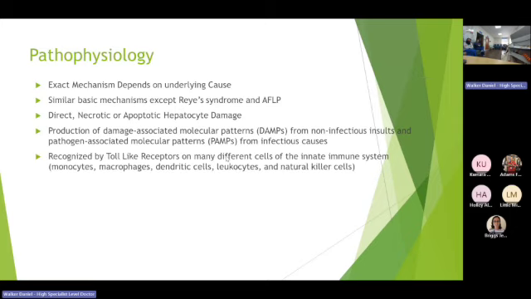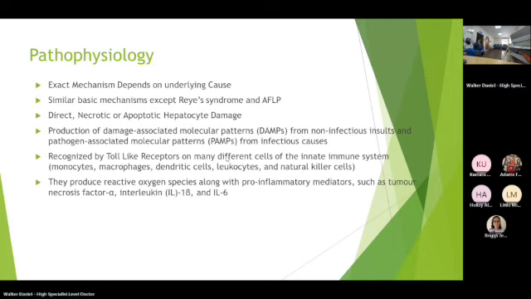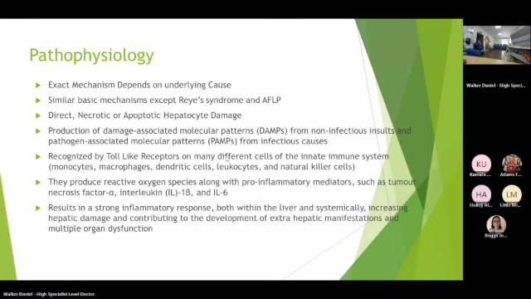They're recognized by toll-like receptors on various different immune cells. It's predominantly from the innate immune system. Then you get pro-inflammatory mediators, and then you get the strong inflammatory response, resulting in all the extrahepatic manifestations. So that's the pathophysiology of the low SVR state, the multi-organ septic shock picture that you tend to get with acute liver failure.